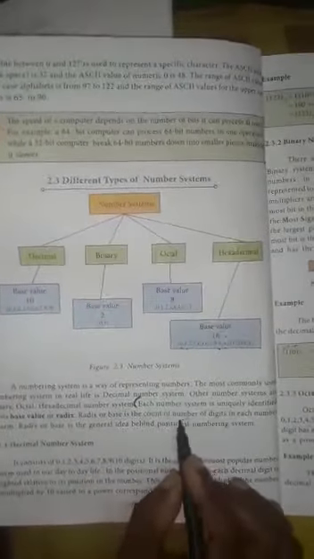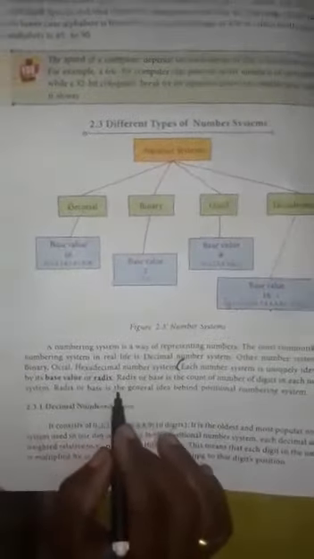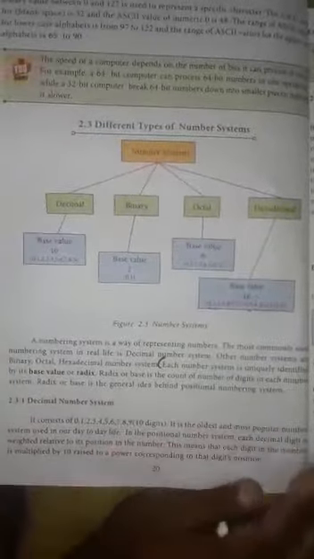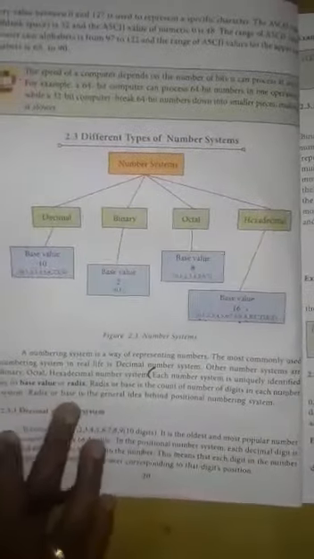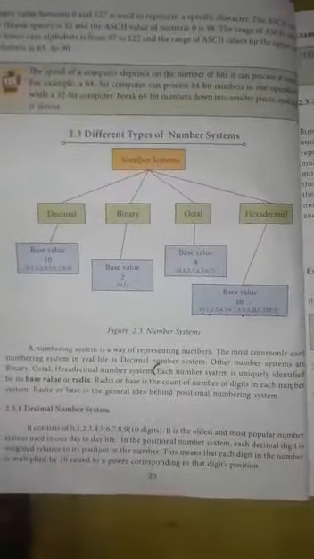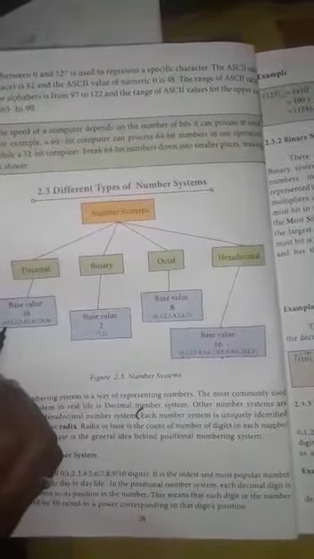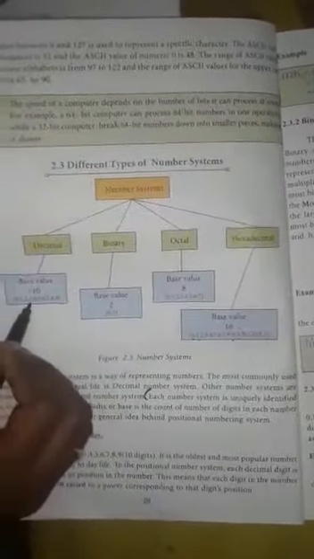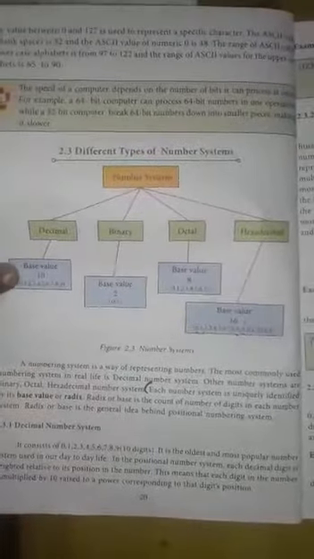Radix or base is the count of the number of digits in each number system. Radix or base is the general idea behind the positional numbering system. It is the count of values. How many values are there in the decimal number system? 0, 1, 2, 3, 4, 5, 6, 7, 8, 9. The total is 10, so the radix is 10.